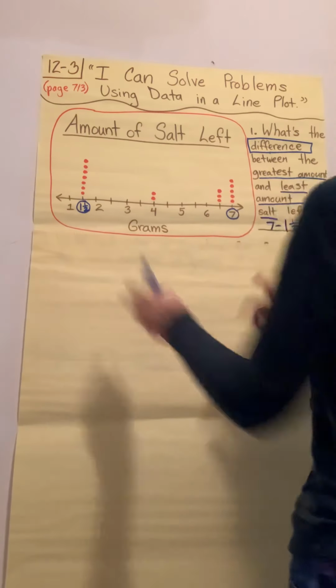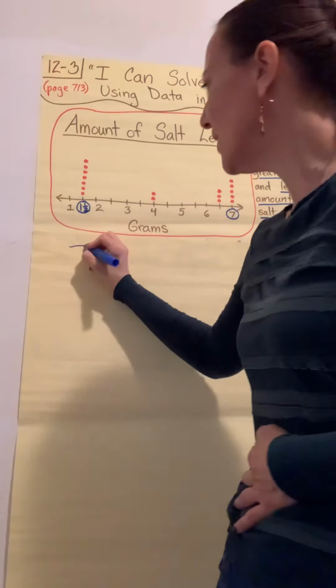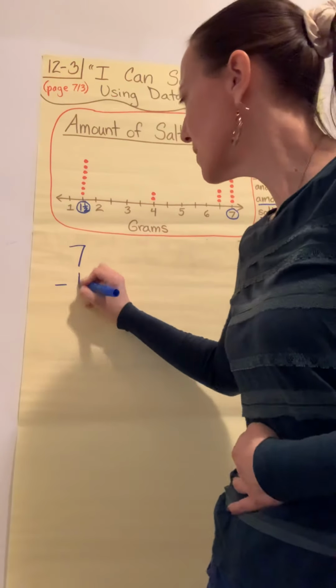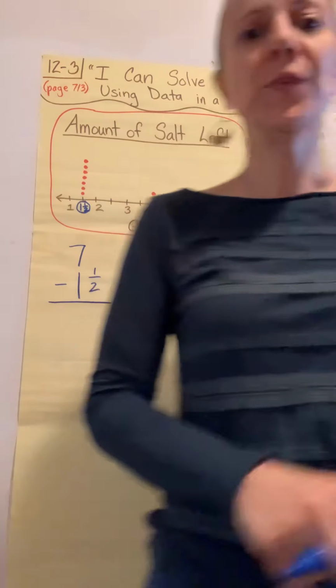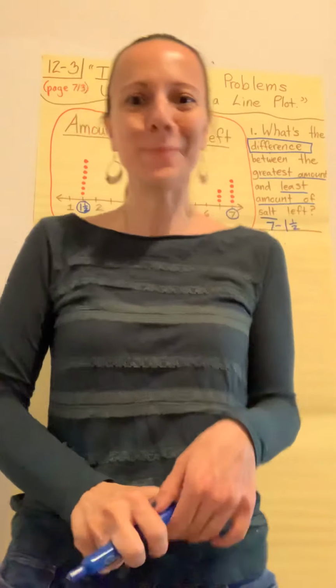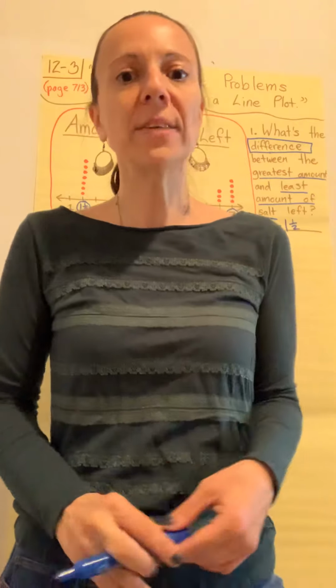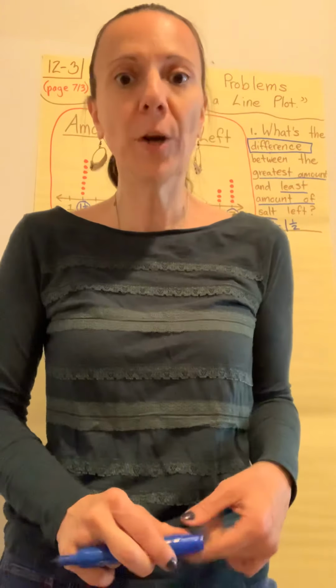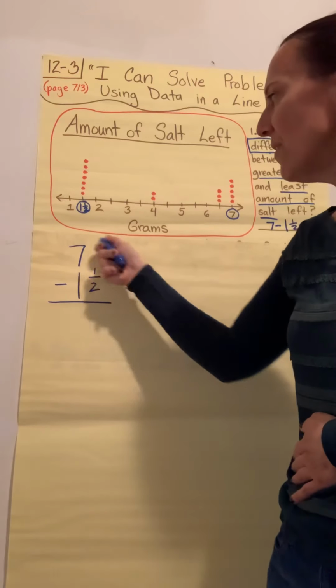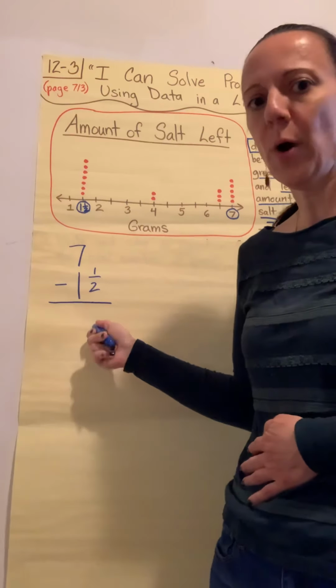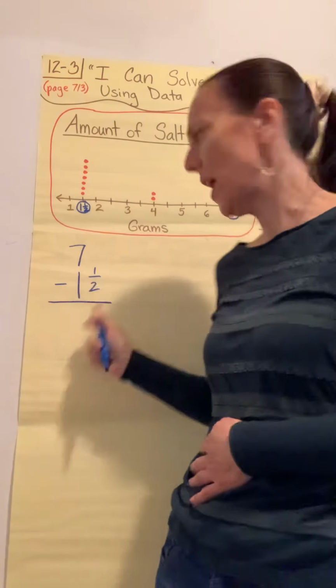I thought I might need to do some calculations today since these are more complex problems, so I did bring some extra paper with me. 7 minus 1 and 1/2. Here's a chance to review our fractions and mixed numbers. I am trying to subtract 7, a whole number, minus 1 and 1/2, a mixed number. That means I have a 0 here. I cannot do 0 minus 1/2. I cannot subtract up.